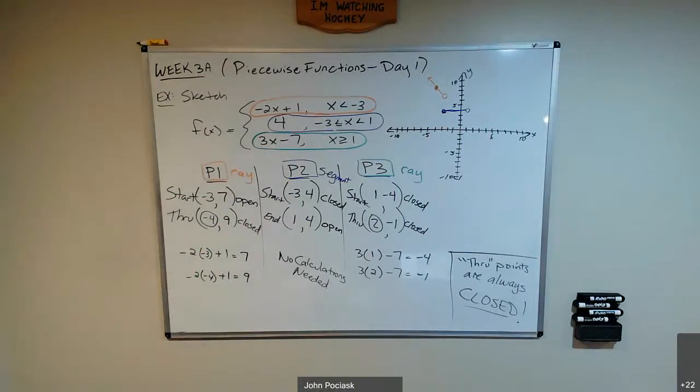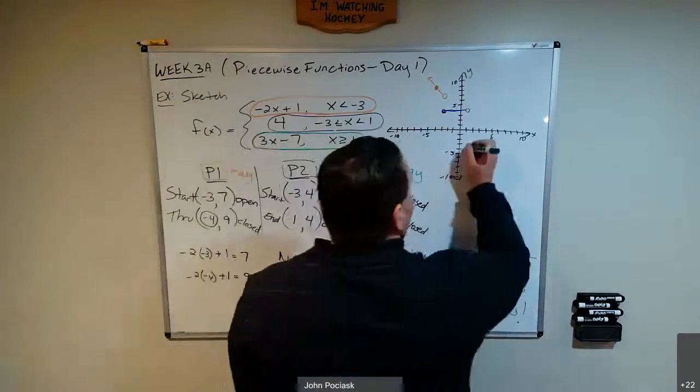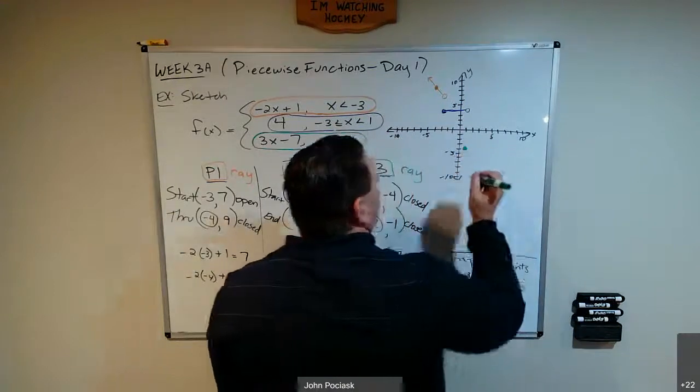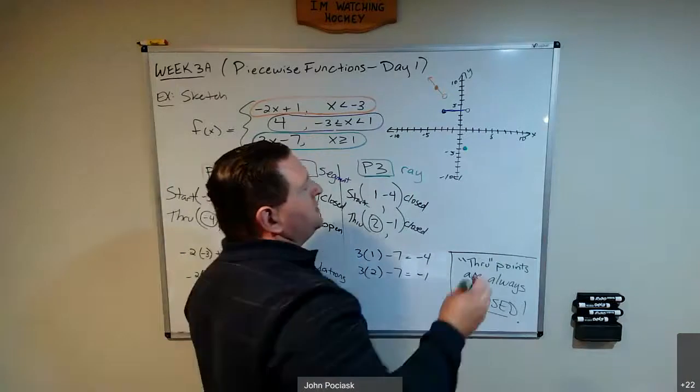On to piece 3. Starts at 1, -4 closed. And it goes through 2, -1 closed.